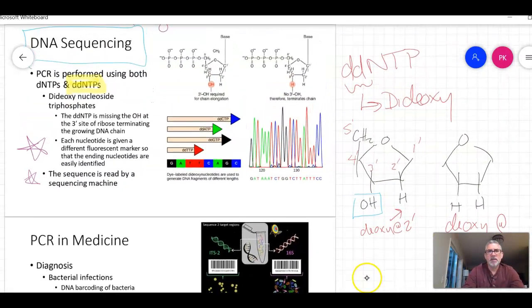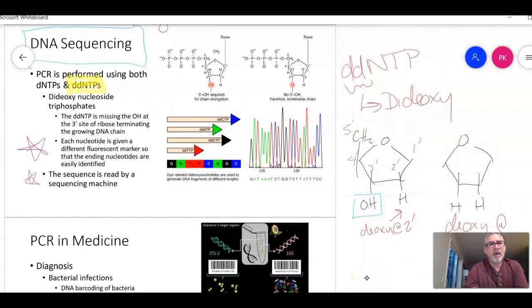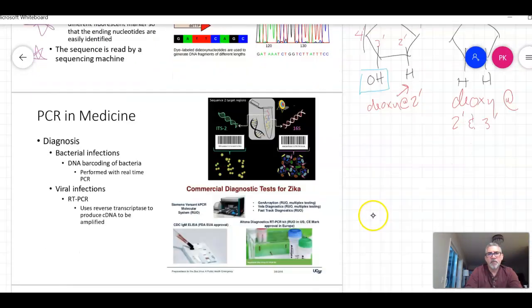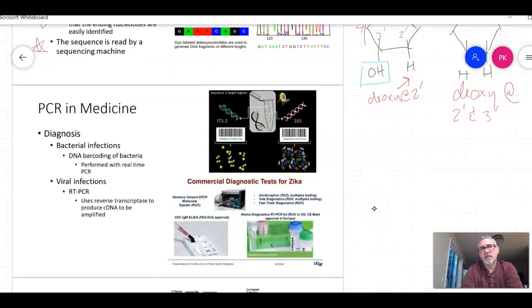So with dideoxy, we have a mix of both dNTPs and ddNTPs. If it gets a dNTP, it continues the chain, and every time it reaches a dideoxy, it terminates it. Okay. And I have better pictures than what I drew up there. We can also use PCR in medicine, for medications or for diagnostics.